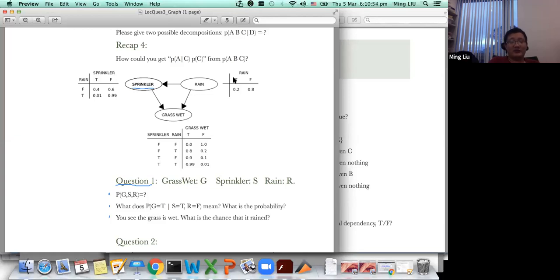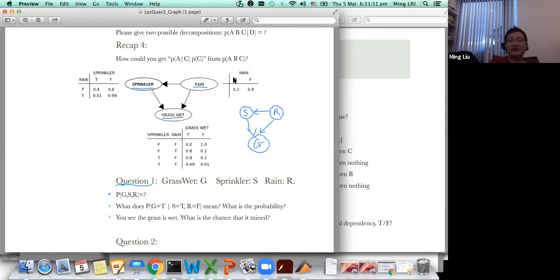Consider a sprinkler on the grass, on the grassland, and you may also check the status of the grassland, and also probably some weather conditions. The weather condition can change. So overall, in this case, you have 3 random variables. There is S, and there is R. R means whether it rains, and you have a G.